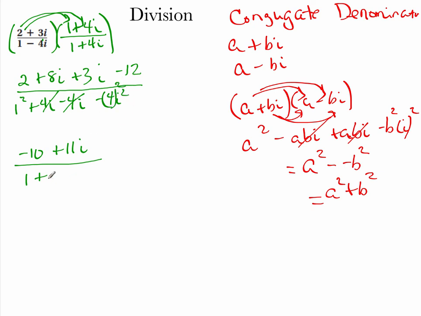1 plus 16, because minus 4 squared, i squared, is 16 times negative 1 times negative 1. So this becomes negative 10 plus 11i divided by 17. This is considered a simplified answer. No imaginaries in the denominator.